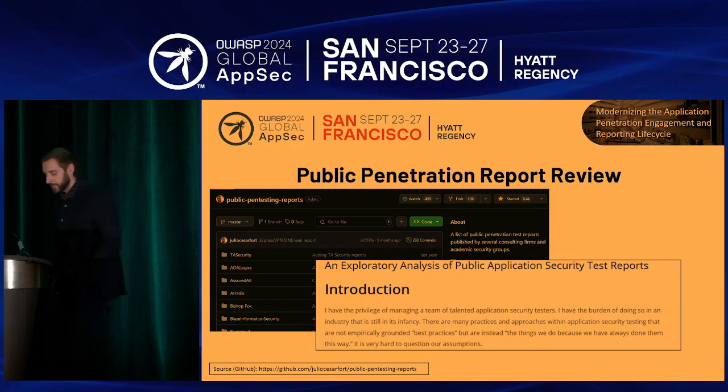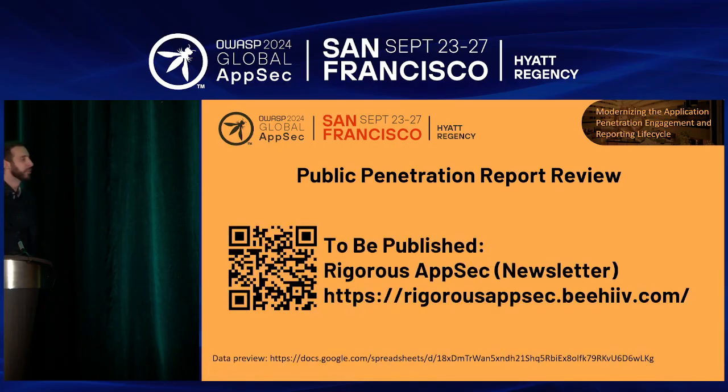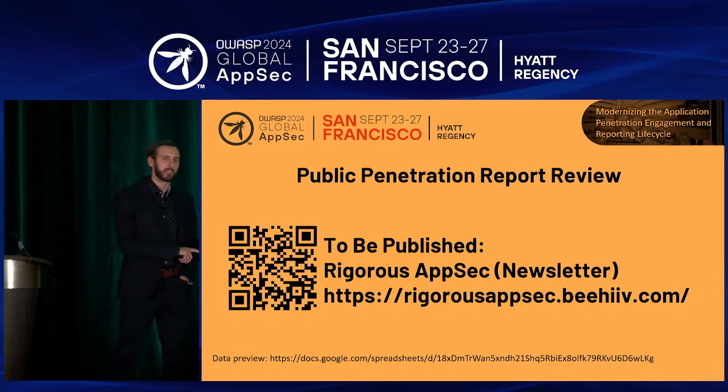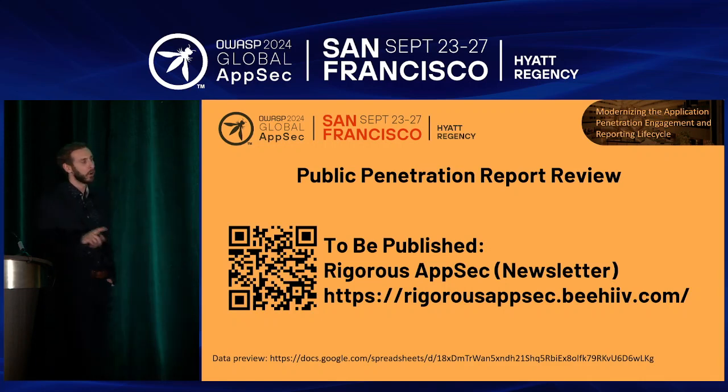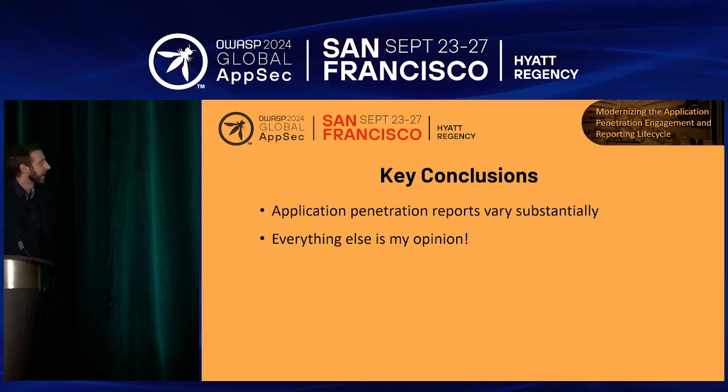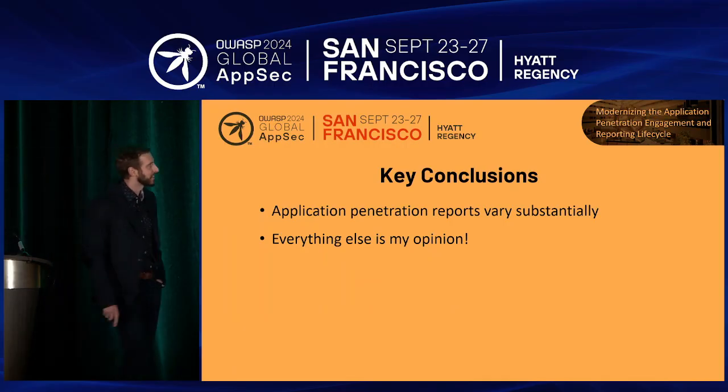And this isn't quite published. There's always more work than I think there's going to be in putting these together. But I have a newsletter, and if you're really interested in this type of analysis, I will be publishing it there. All of the insights that I've gained from this in rebuilding the structure of our report and how we approach reporting. I will share a couple of really key, quick conclusions. And the first is that application penetration reports vary substantially. They're so different, it's crazy.